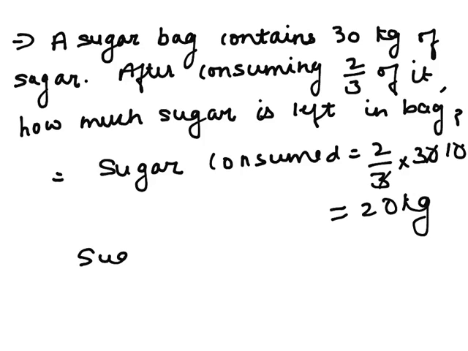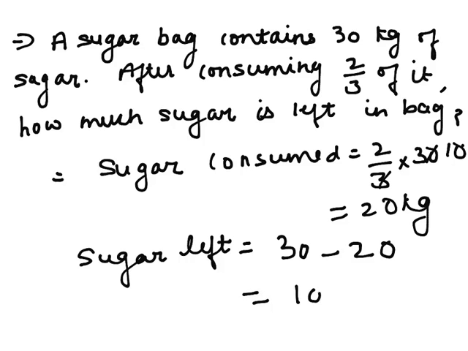Then we have to find out the sugar left. So how will we find it? Initially we have 30 kg and we consumed 20 kg, so it means we are left with 10 kg of sugar.